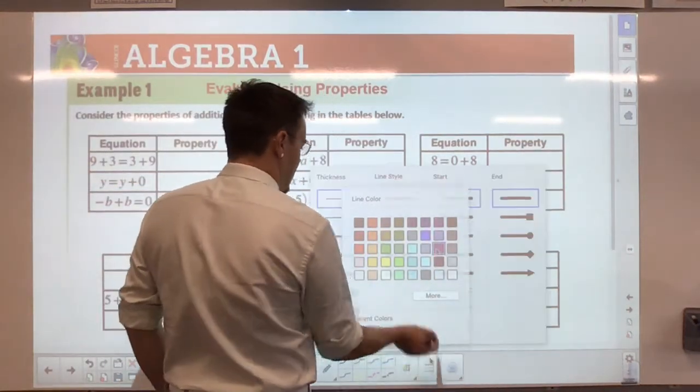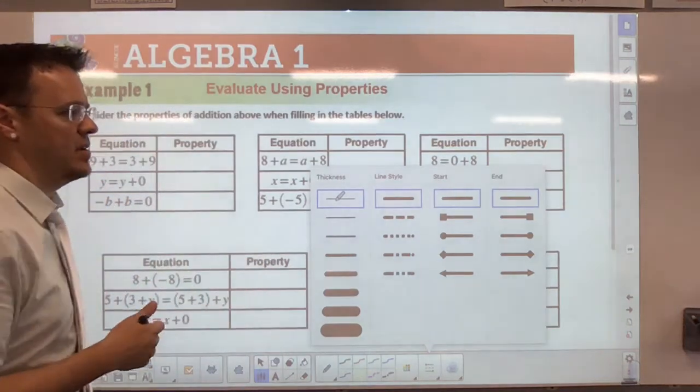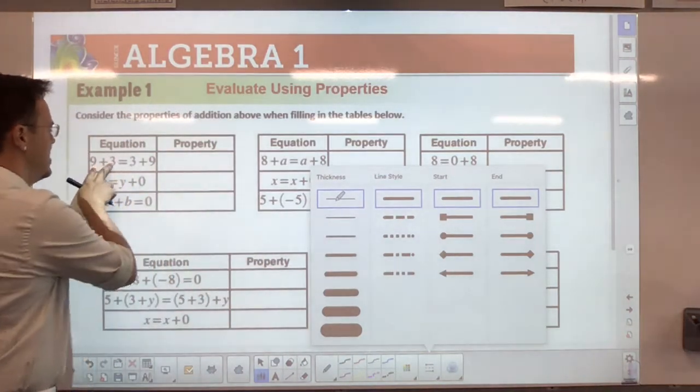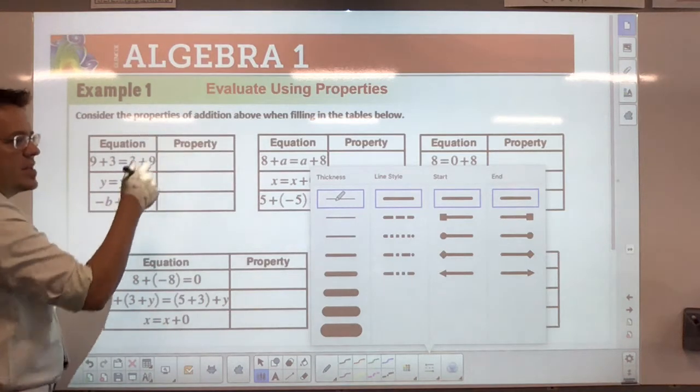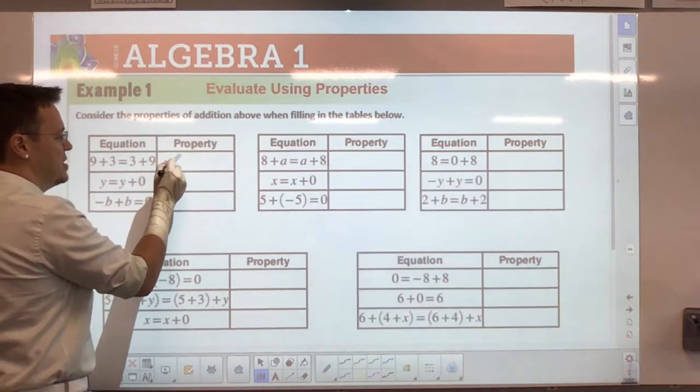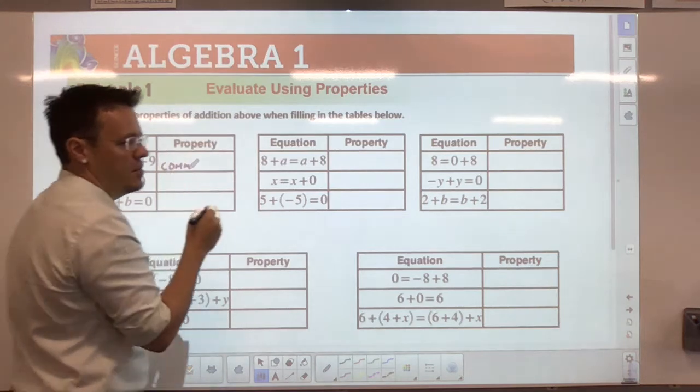The very first thing out the gate is we're going to write these properties down. We have our first one here. This is the same and this is the same, and what are they doing? Knowing the things we have above, this would be the commutative property. Make sure I spell it right.